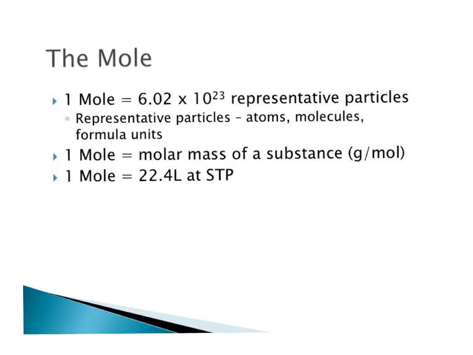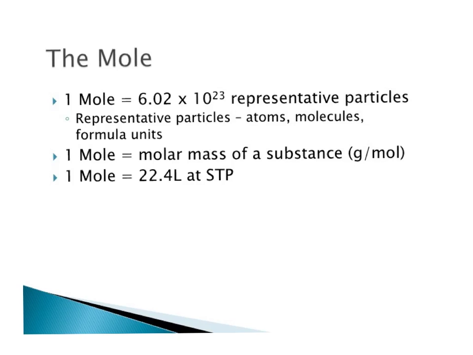Okay, a representative particle can be either an atom, a molecule, or a formula unit, or it might just be called representative particles. It just depends on how it's worded in the question, but either way, all of these basically mean the same thing. So again, 1 mole is equal to 6.02 times 10 to the 23rd representative particles. 1 mole is also equal to the molar mass of a substance, and the units for that is grams per mole. It's grams per mole because grams is the unit for mass. So again, 1 mole is equal to the molar mass of whatever the substance happens to be for that question.